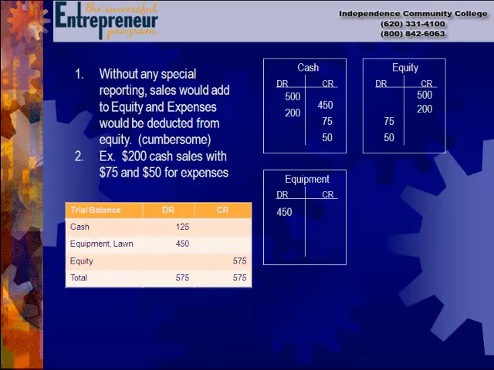This example shows a $200 sale recorded as an increase in equity with two expenses of $75 and $50 shown as deductions. Note that the difference of the sales minus expenses, or the profit from the sale, of $75 represents the net increase in equity.